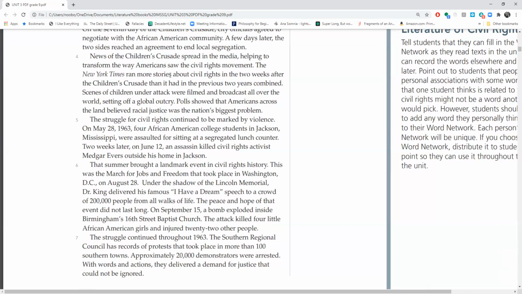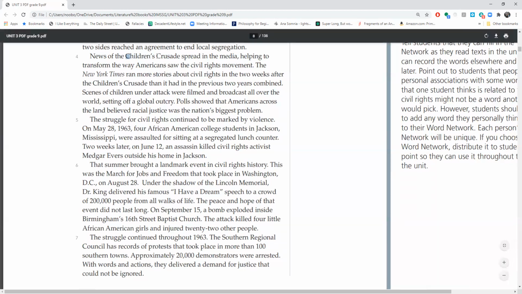And so after this children's crusade, after this protest that saw so many people injured and that ended the segregation law in Alabama, for the next 2 weeks, the New York Times ran more stories about the civil rights movement than in the last 2 years. So this was really the beginning of how influential the civil rights movement was in the United States, in America.